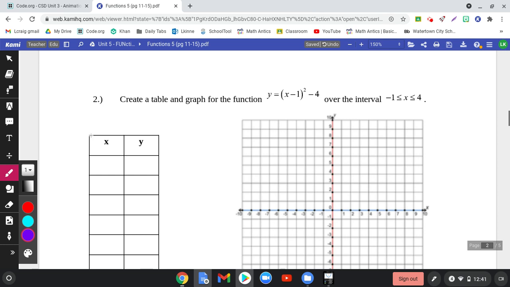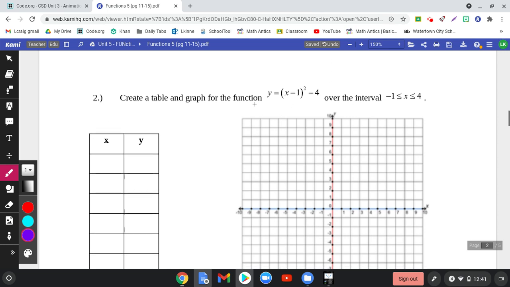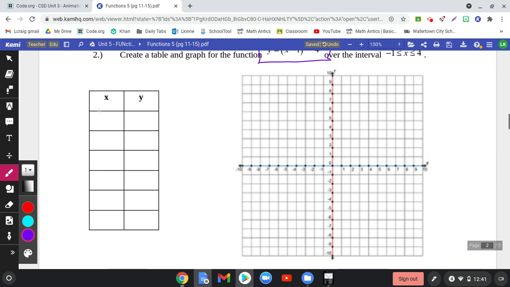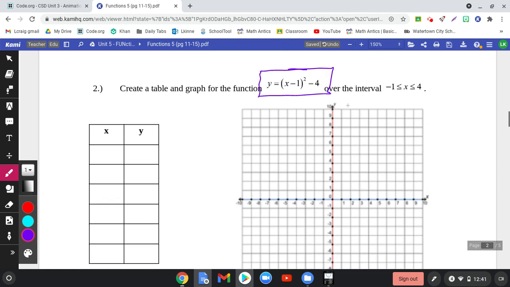All right, so for this next one, and this is where I'm going to split up the video. Here's your new equation, y equals (x minus 1) squared minus 4. Now, if you notice, I didn't give you the x values, but I gave you the interval. These are the x values that I want you to use. I want you to use -1 through 4. So -1, 0, 1, 2, 3, 4.